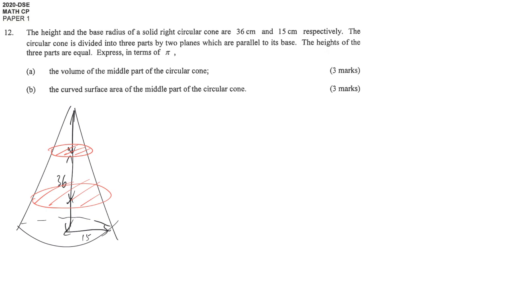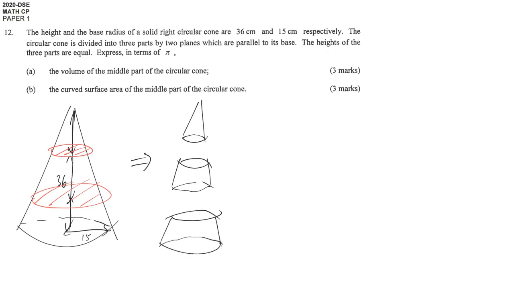So if we cut it separately, there is a cone above, then a frustum in the middle, and finally we have an even bigger frustum. This question is not difficult, but you have to pay extra attention to the wording. They're talking about the middle part, this part, so they are talking about the volume of the frustum. They are not talking about the cone of these 2 parts together.